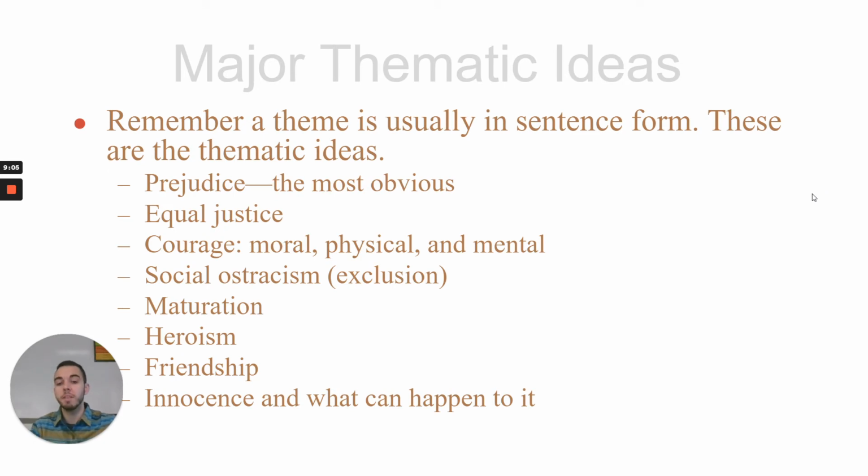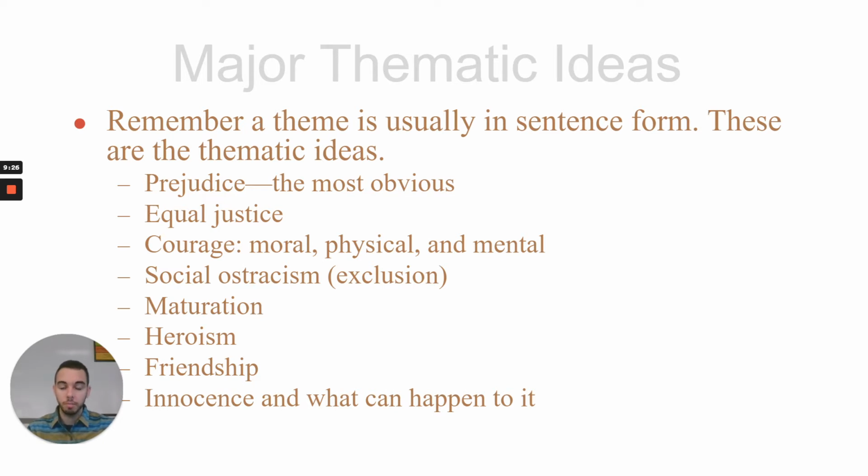So what are some of the major thematic ideas? A theme, usually in sentence form, is whatever the author is trying to teach us. So what are some of the topics that the author is trying to talk to us about? Well, prejudice and racism, the most obvious one. Equal justice, courage. So what makes somebody courageous?